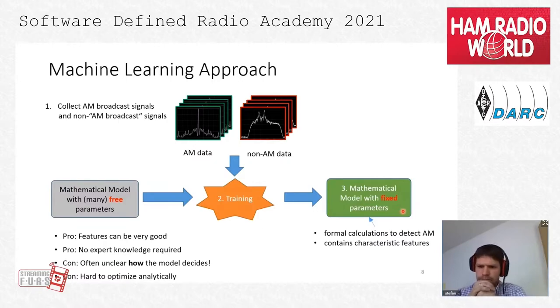What is the advantage here? Its features can be very good since they have been obtained automatically by looking at the data in the training process, and the designer does not require any expert knowledge. However, it is often unclear how the model works, because there is no well-defined meaning of all these calculations in a mathematical model. And therefore, it's also hard to optimize analytically.